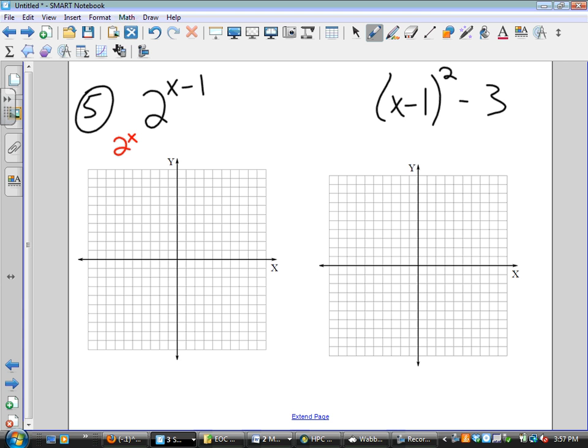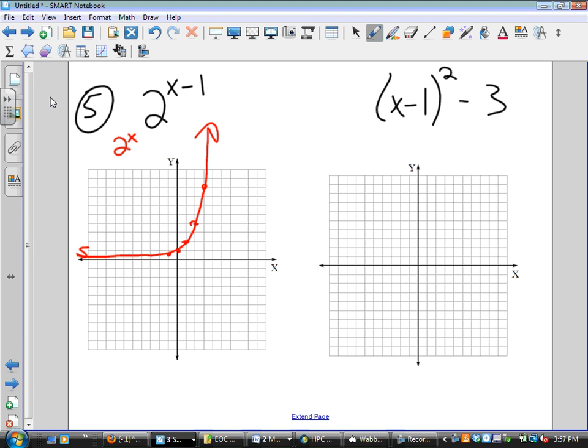To graph this basic function 2 to the x, we can just make a table of values. If we plug in -1, 2 to the -1 power, that would be 1/2. If we plug in 0, 2 to the 0 power, that would be 1. If we plug in 1, 2 to the first power, that would be 2. If we plug in 2, 2 to the second power, that would be 4. If we plug in 3, 2 to the third power, that would be 8. So this function is increasing exponentially, hence the fact that it's an exponential function. Okay, so that's the parent function.